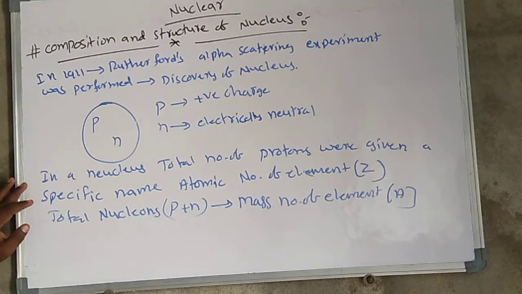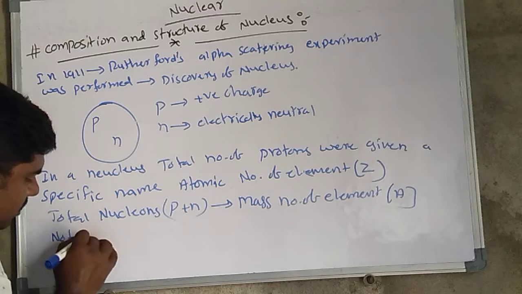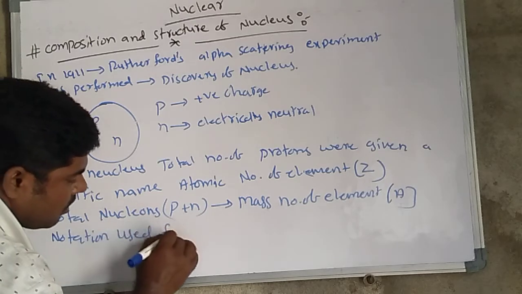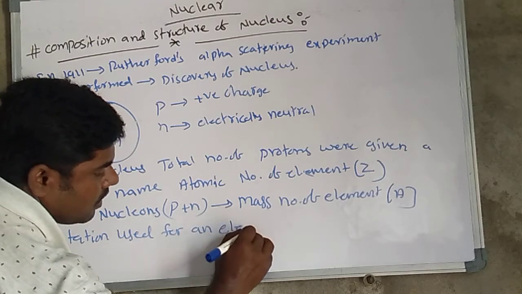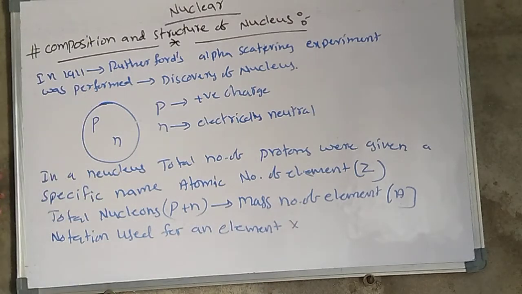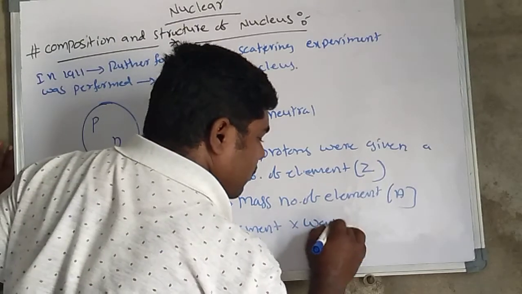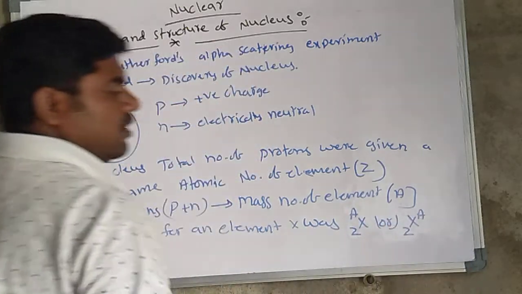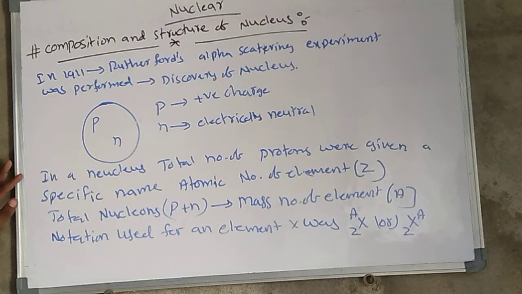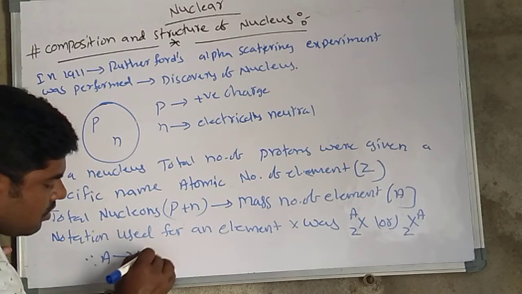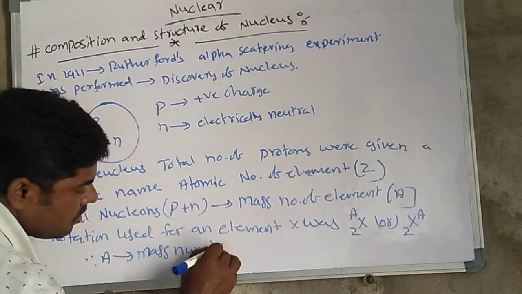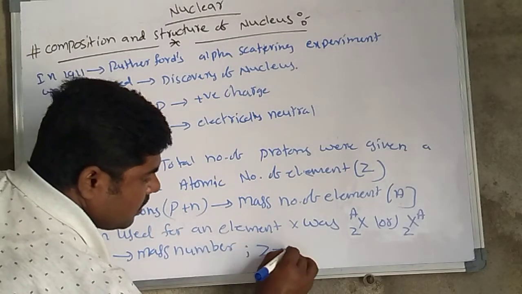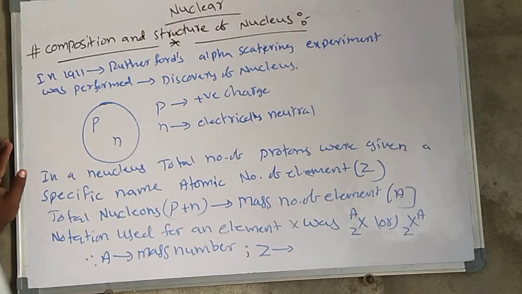The notation used for an element X is X with Z and A. Here A is called the mass number and Z is called the charge number.